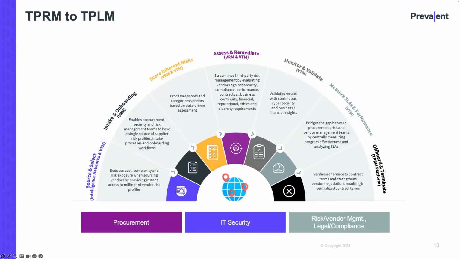And that extends to when you actually look at the full picture here, beyond assessment and remediations, into monitoring, ongoing validation, SLA performance management for the operational resilience piece. And then finally, at the very tail end, that onboarding, the offboarding and termination phase. So if someone's talking to you about TPLM, the third-party lifecycle, this is the distilled view of it.